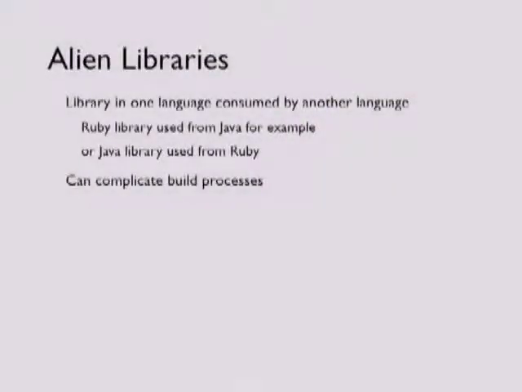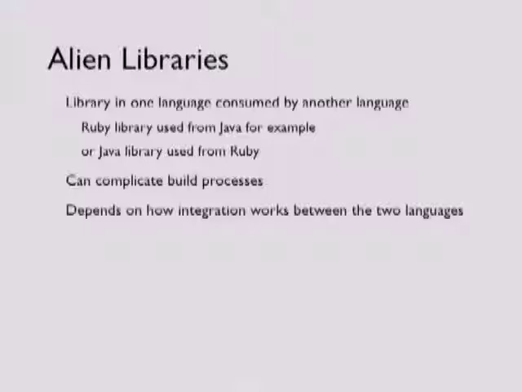The complication of the build process usually happens if you have 2 static languages and you're not just using a library. If you want to combine 2 languages, that becomes really annoying. And there are ways around that. Dependency injection as a pattern, not as a library, is usually a good way around it. Or the only other way to really solve it is to create a joint compiler. But all of this depends on how integration works between the 2 languages.